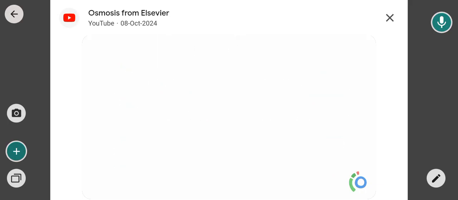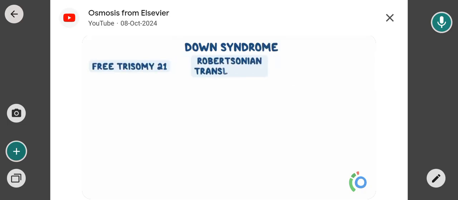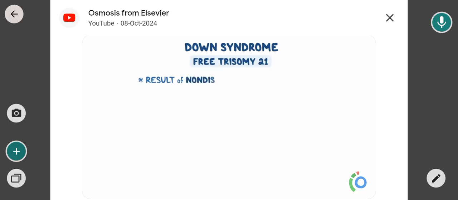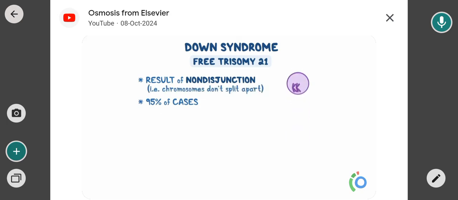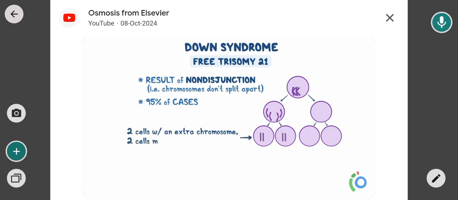Now, there are 3 cytogenetic types of Down syndrome: free trisomy 21, Robertsonian translocation, and finally, mosaicism. Free trisomy 21 occurs as a result of a process called non-disjunction and accounts for about 95% of cases. Non-disjunction means the chromosomes don't split apart. If the chromosomes in this first step don't split apart, then one cell ends up with both chromosomes and the other gets none. Then the final result is 2 cells with an extra chromosome and 2 cells missing a chromosome.